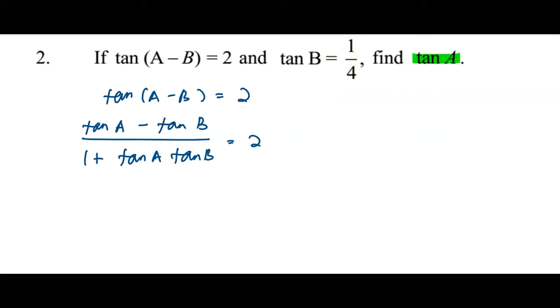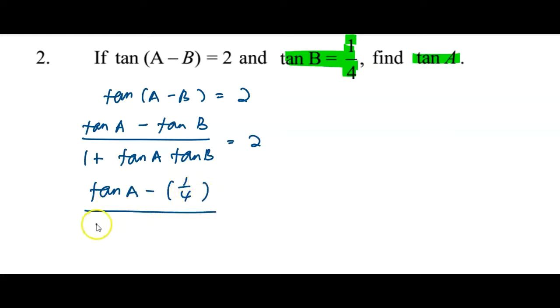Since the question has already given that the value of the tangent B is equal to 1 over 4, so now I just plug in the value inside. I have tangent A minus 1 over 4 divided by 1 plus tangent B substituted as 1 over 4 and then multiplied by tangent A.